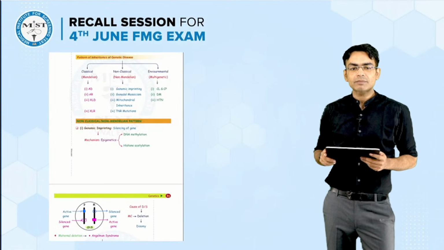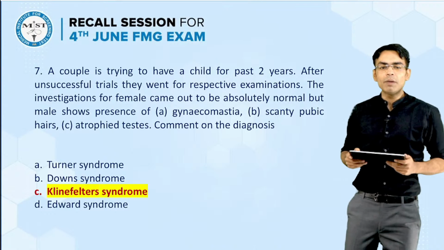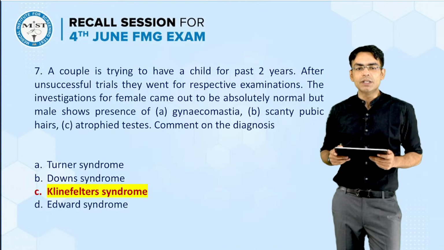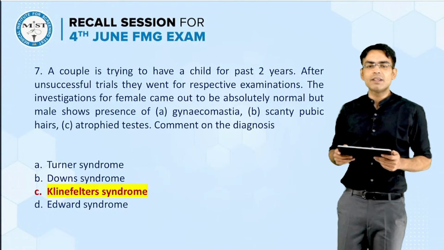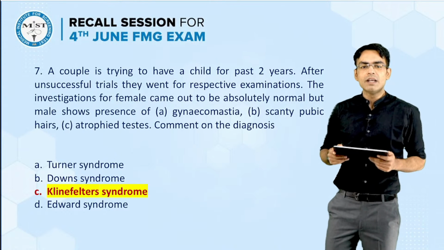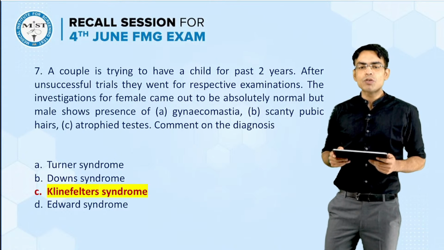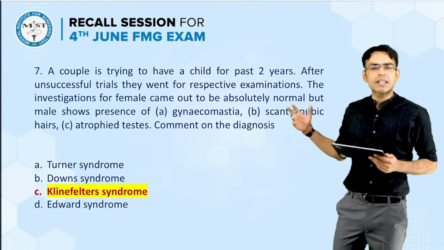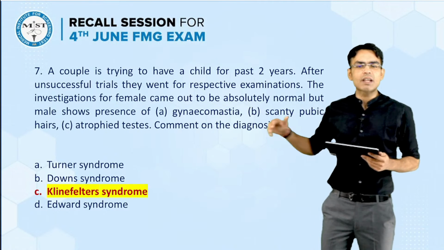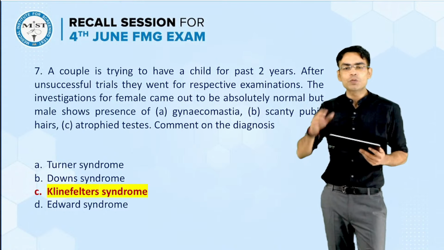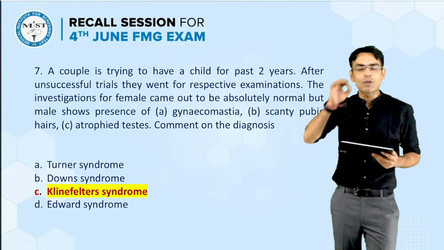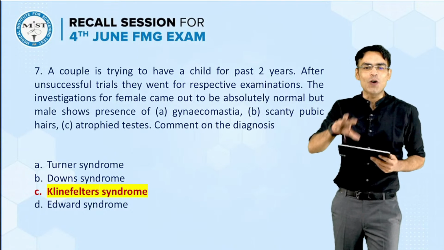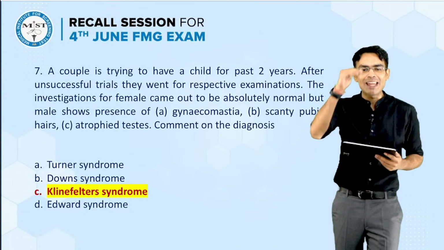Then seventh: a couple is trying to have a child for the past 2 years. After unsuccessful trials, they went for respective examinations. The investigation for the female came out to be absolutely normal, but the male shows presence of gynecomastia, scanty pubic hairs, atrophied testes. Comment on the diagnosis. Now, students have specifically mentioned that they have given the features of Klinefelter syndrome in a manner of A, B, C like that.